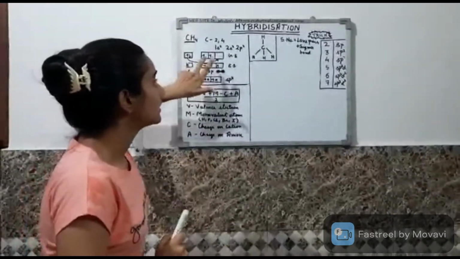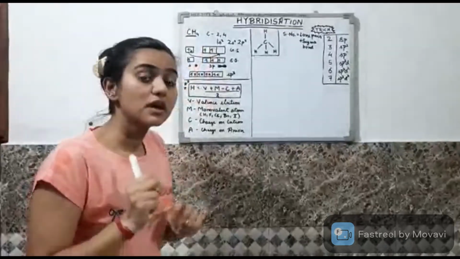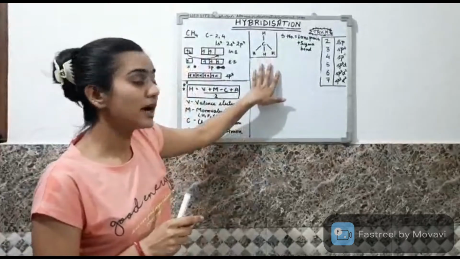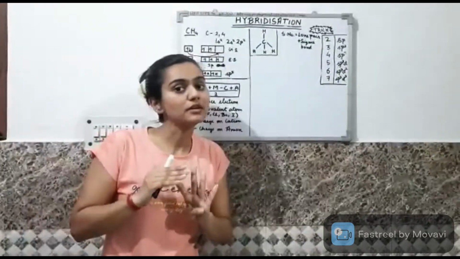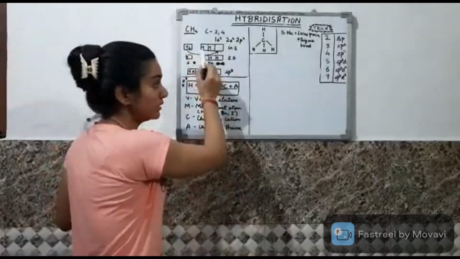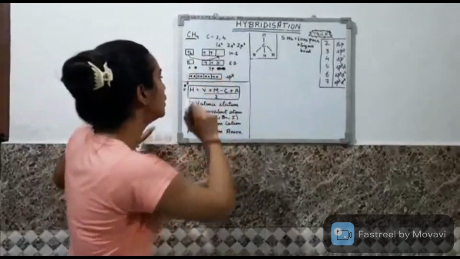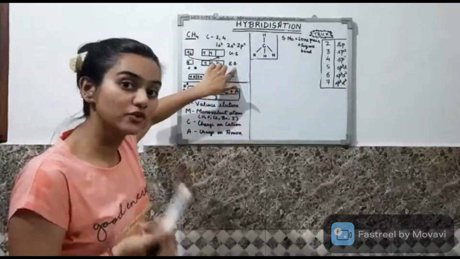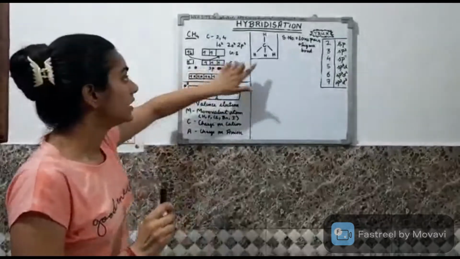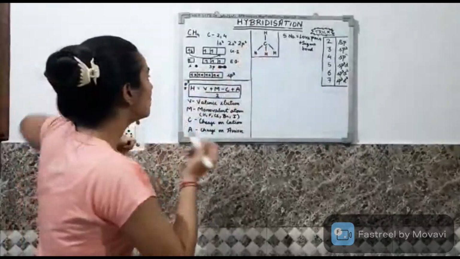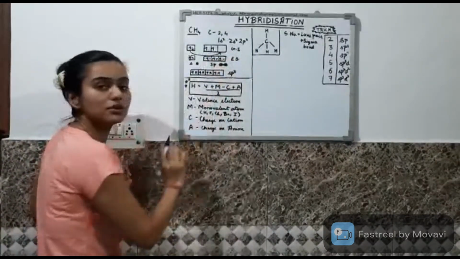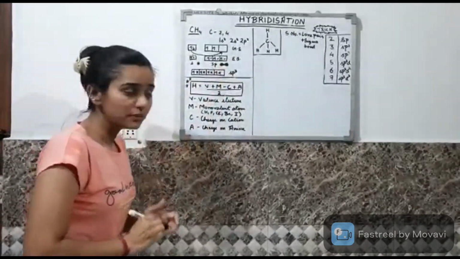But here, the carbon has only 2 unpaired electrons. We know for bond formation, we need unpaired electrons. There are 4 hydrogens, and so we need 4 unpaired electrons. So 1 electron from the s orbital excites to the p orbital to give us this excited state electronic configuration, which is 2s1, 2p3. Here each hydrogen can overlap with 1 orbital to give us methane. This is very clear.